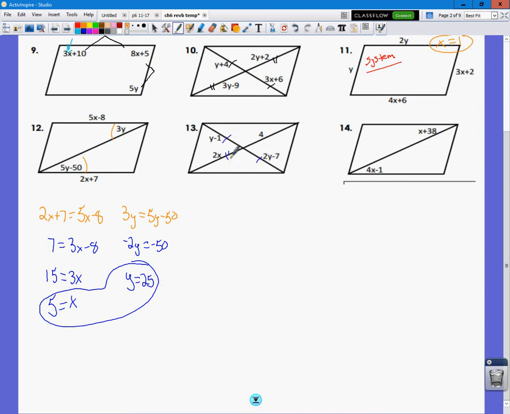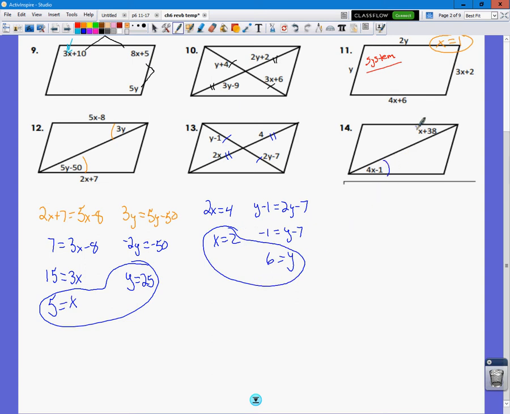Diagonals bisect each other. So 2x is equal to 4. Y minus 1 is equal to 2y minus 7. Dividing by 2, x is 2. Putting my y's together, subtracting y, negative 1 equals y minus 7. Adding 7 to both sides, y is 6. So x is 2, y is 6.